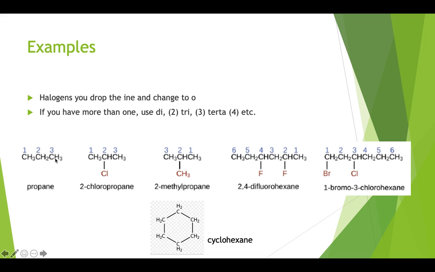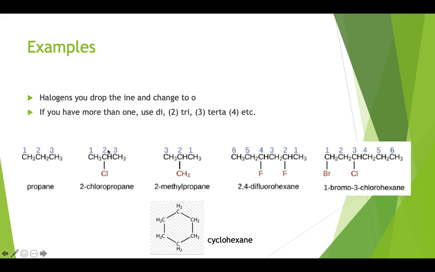So let's look at this very first carbon over here at the very left-hand side. We have 3 carbons on our longest chain. So if we go back to our stems, that gives us propane, and it's ane because they're all single bonds.